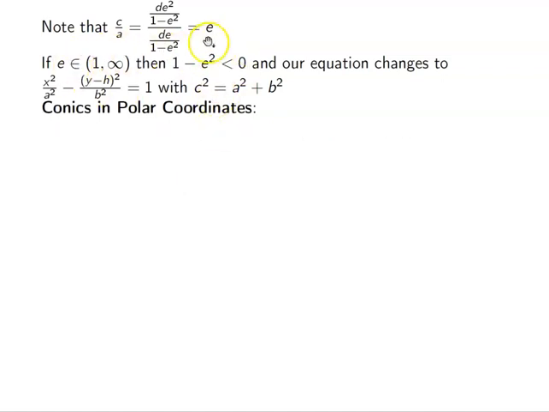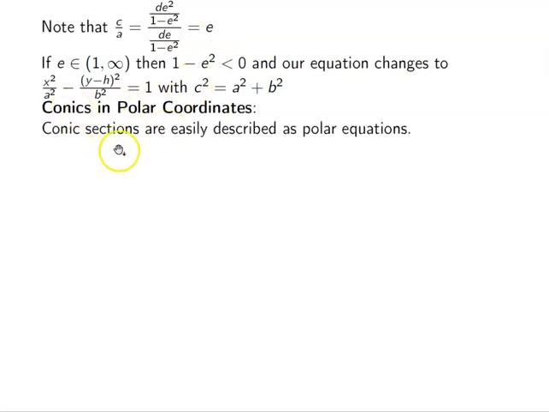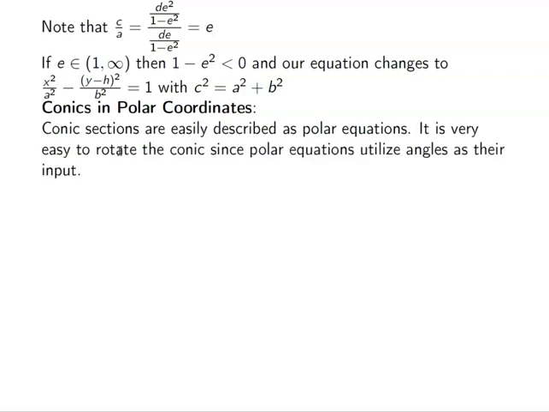So we started to bring eccentricity into it, right? But how does this look for our polar coordinates, right? So polar coordinates, conic sections are a lot easier to deal with. They're a lot easier to deal with, okay?